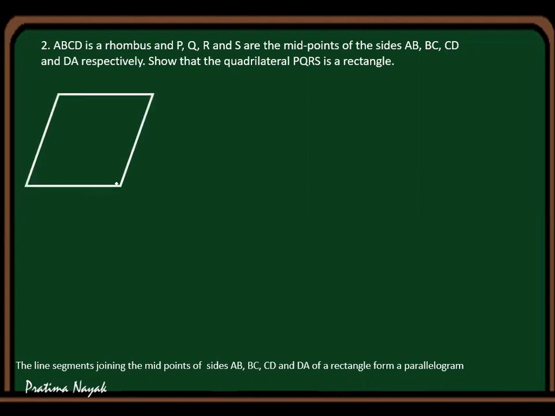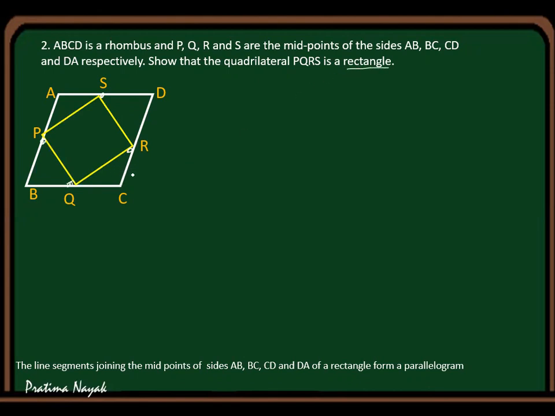So ABCD is a rhombus, name it. Now I'll take the midpoints. These will be named as P, Q, R, S. Let us join them. What will form? It will form a rectangle. We have to prove that it will be a rectangle.